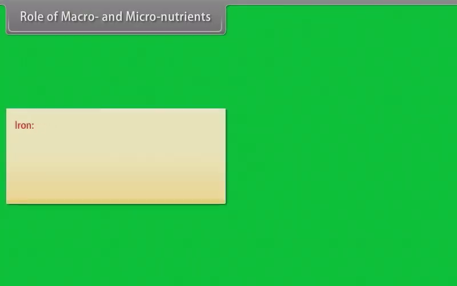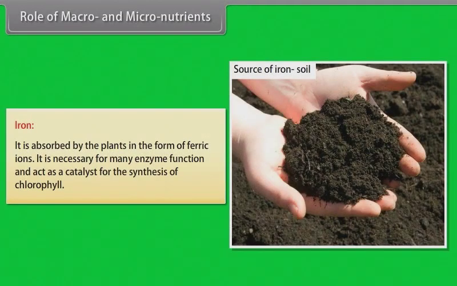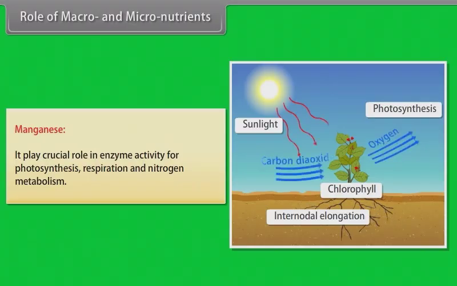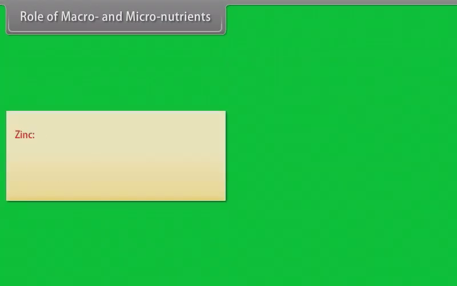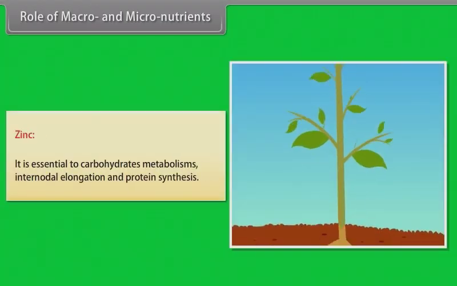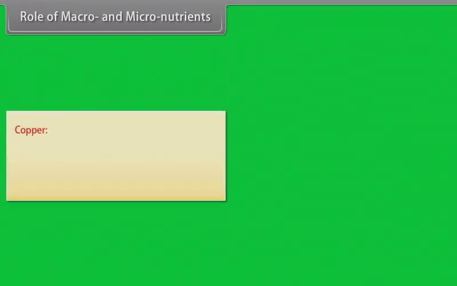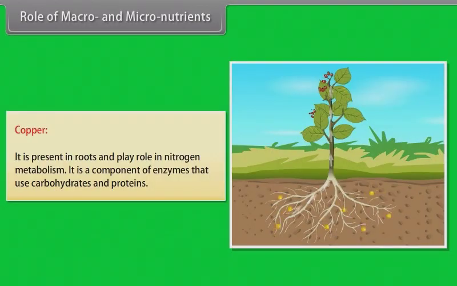Iron. It is absorbed by plants in the form of ferric ions. It is necessary for many enzyme functions and acts as a catalyst for the synthesis of chlorophyll. Manganese. It plays a crucial role in enzyme activity for photosynthesis, respiration and nitrogen metabolism. Zinc. It is essential to carbohydrate metabolism, internodal elongation and protein synthesis. Copper. It is present in roots and plays a role in nitrogen metabolism. It is a component of enzymes that use carbohydrates and proteins.